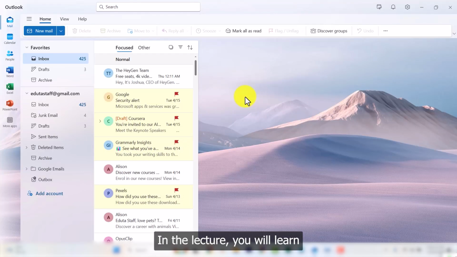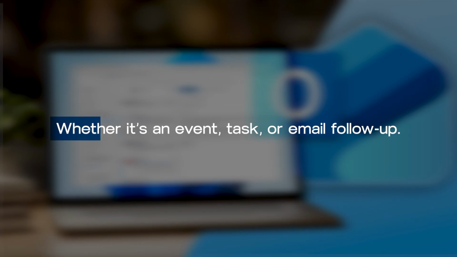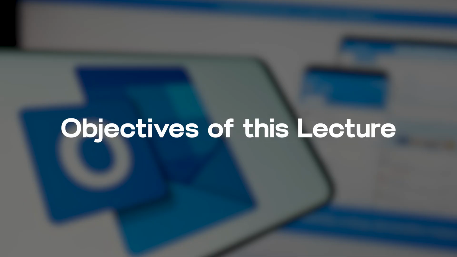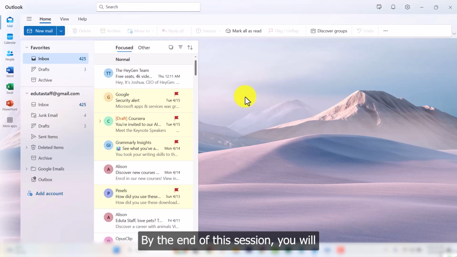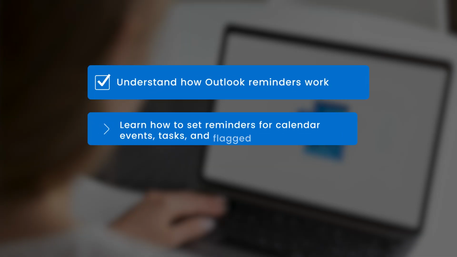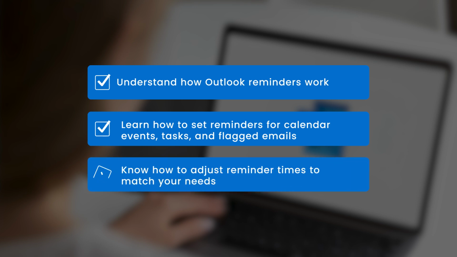In this lecture, you will learn how to set reminders in Outlook so you can stay on top of your schedule and never miss a thing, whether it's an event, task, or email follow-up. Objectives of the lecture. By the end of this session, you will understand how Outlook reminders work, learn how to set reminders for calendar events, tasks, and flagged emails, and know how to adjust reminder times to match your needs.